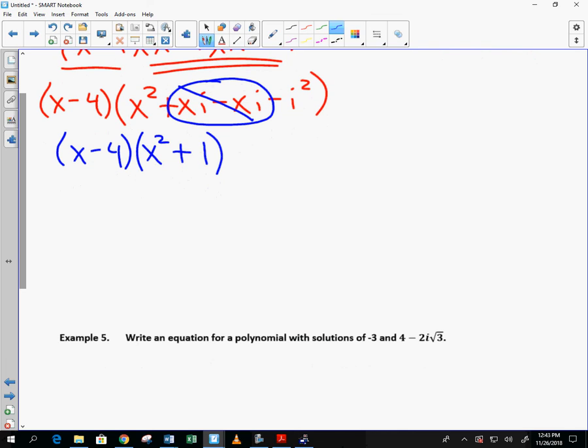Now we could just multiply that out. x times x squared, x cubed. Negative 4 times x squared, negative 4x squared. x times 1 is x, and negative 4 times 1 is negative 4.